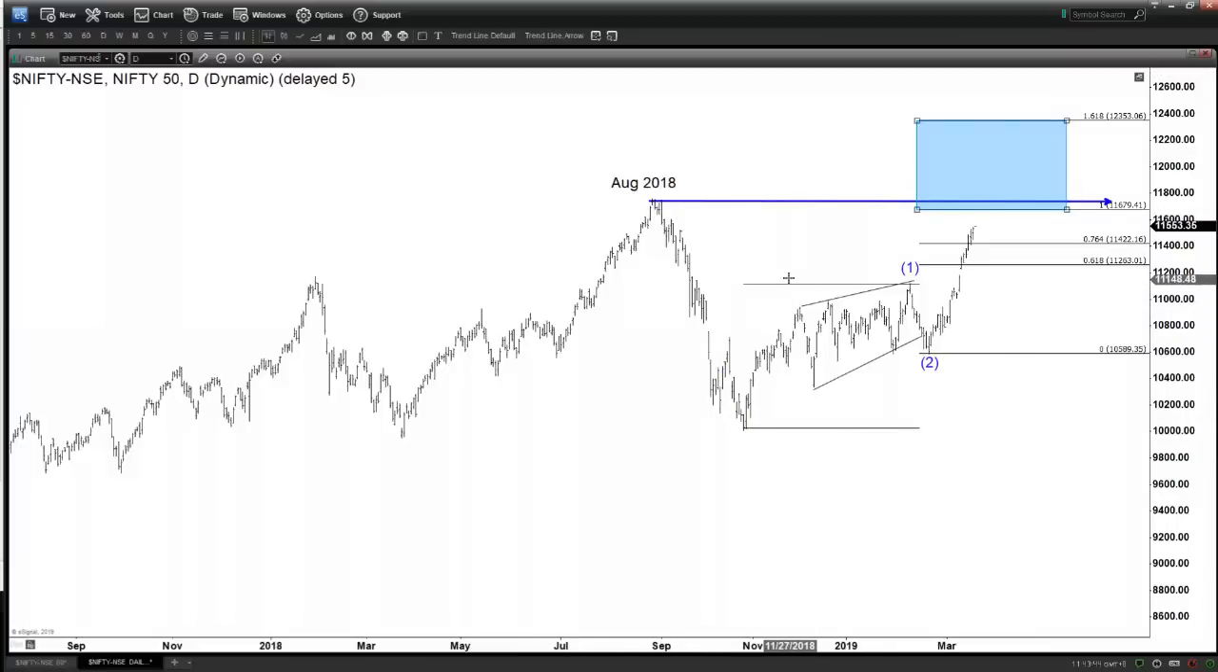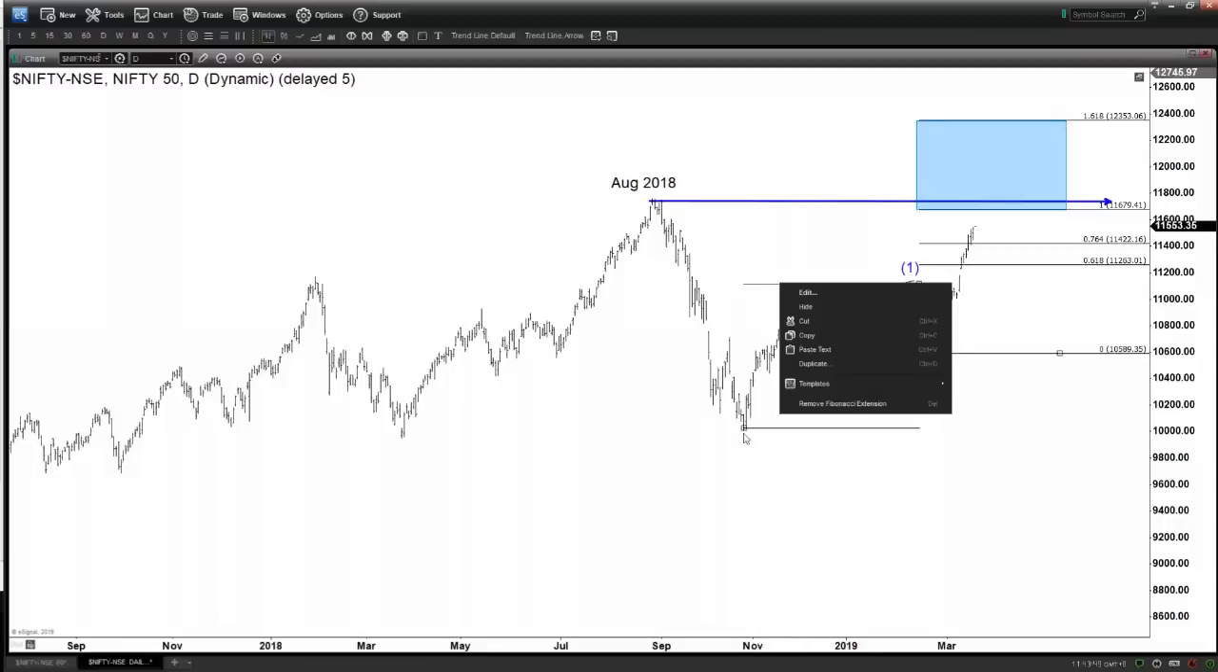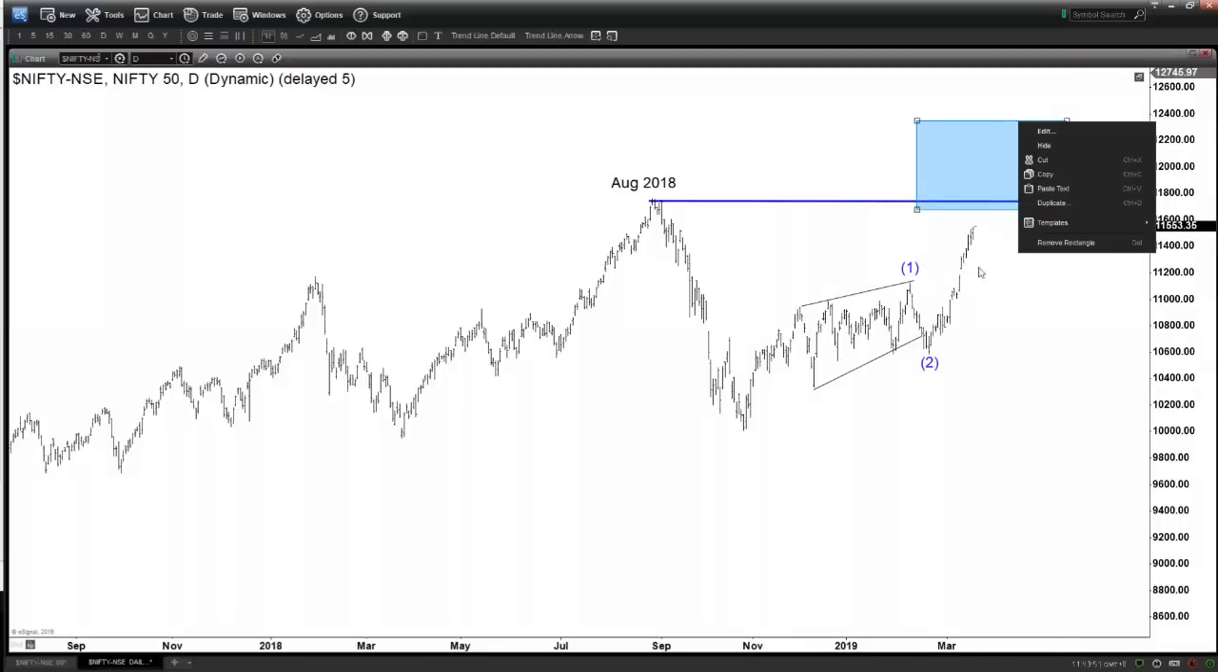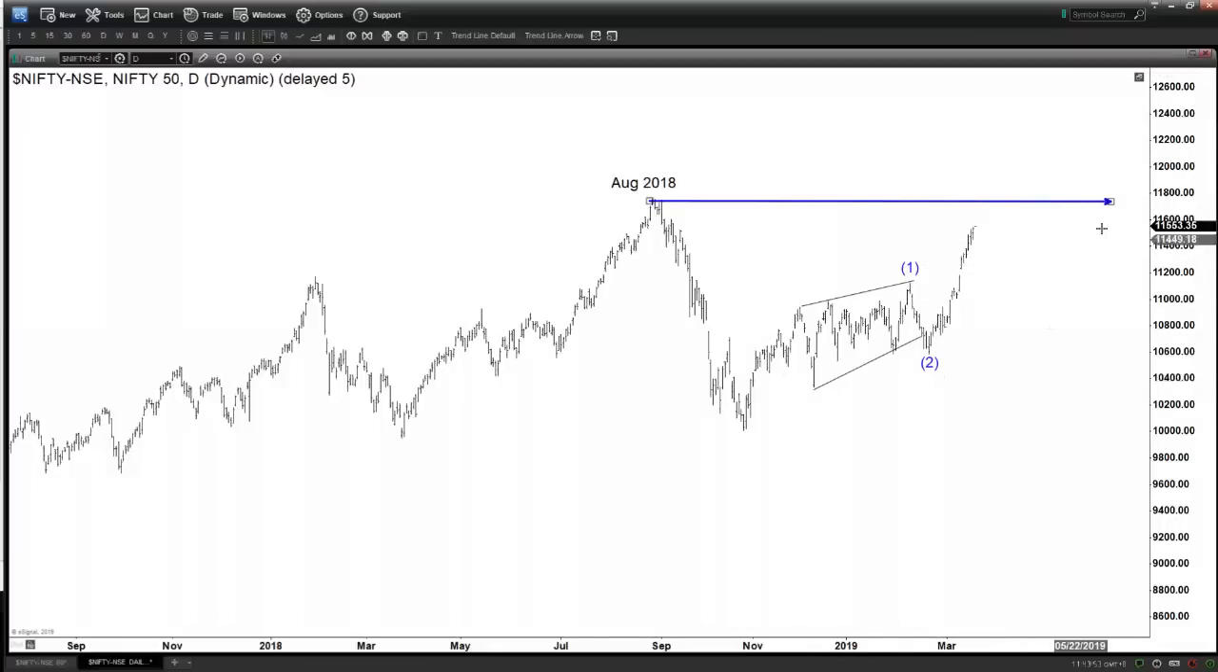Tomorrow will be the FOMC day, and it will be very interesting to see the reactions in the market, the indices, the US dollar, as well as commodities like gold.